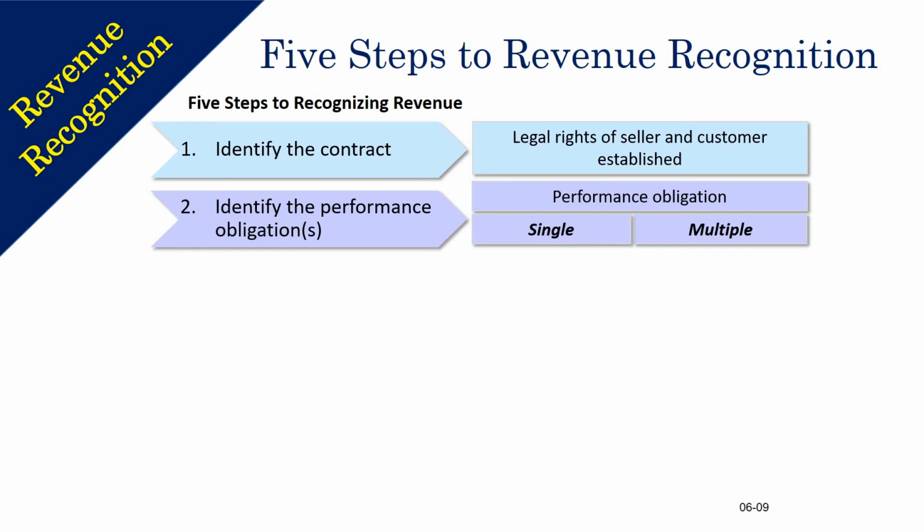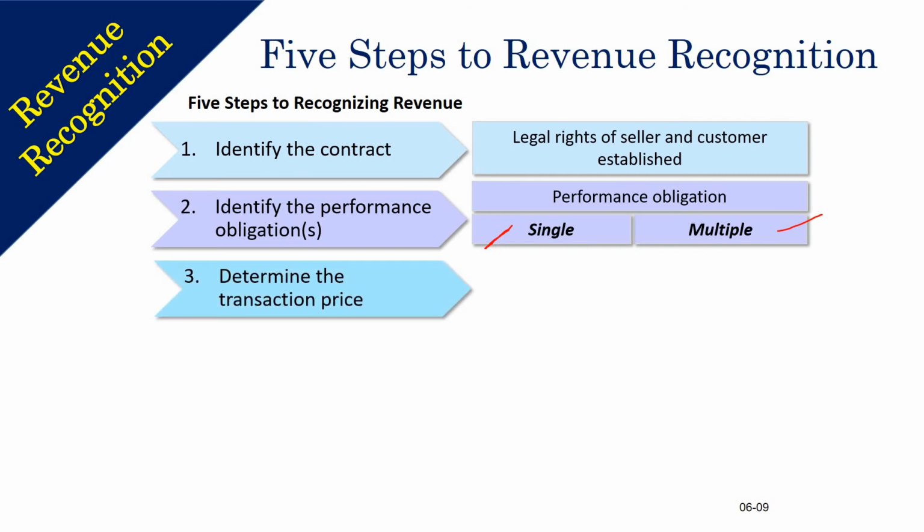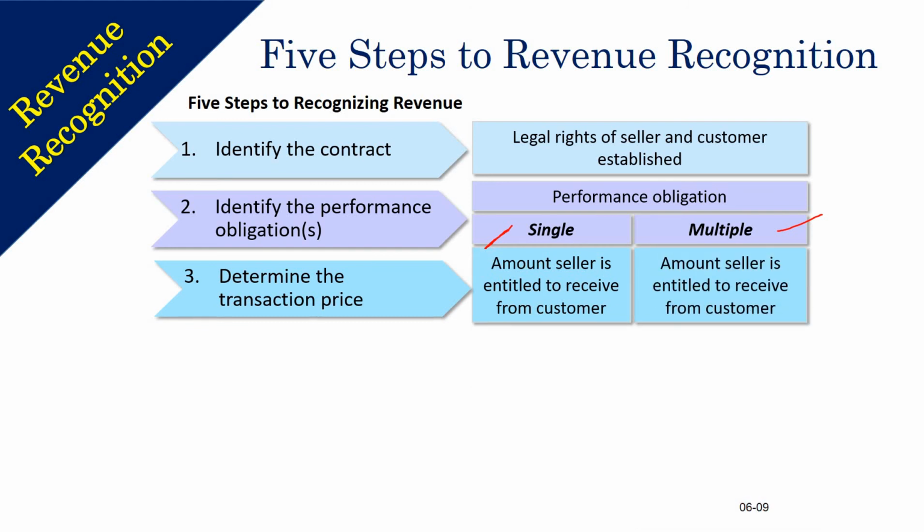The seller may have a single obligation, say for example, if you just order an iPhone from Apple, they have only a single obligation to deliver the iPhone. But if you order an iPhone with the connection from TNT, they will be giving you 2 services. The first one is the delivery of the iPhone, and the second one is the continuous service of providing the network. And the third step, determine the transaction price. This is the amount the seller is entitled to receive from the customers. The same thing for single and multiple.